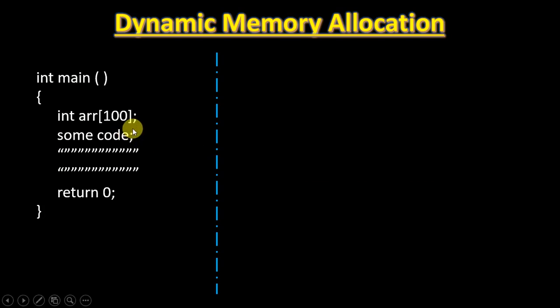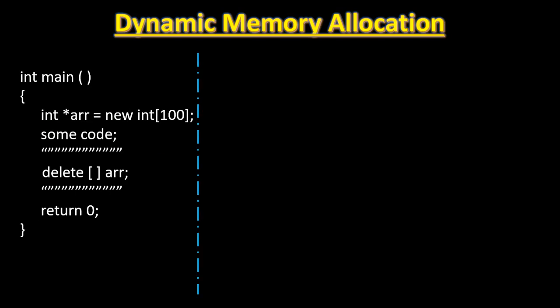So after this particular line, it's a waste. I'm not able to give that memory to any other variables also, right? So that is the reason we are not utilizing memory efficiently here. Now what will happen if I use dynamic memory?